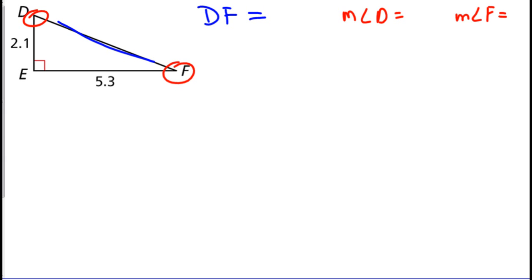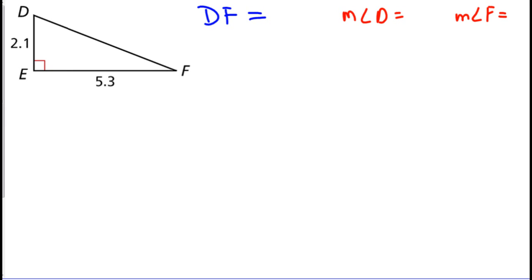Right? So again, we're trying to find the missing measurements in a triangle using right triangle trigonometry, Pythagorean theorem, everything that we've learned in the past day or so. So when we do this, I've got two sides in a right triangle. I know I can use the Pythagorean theorem to find the third side. So I'm going to jump right in there.